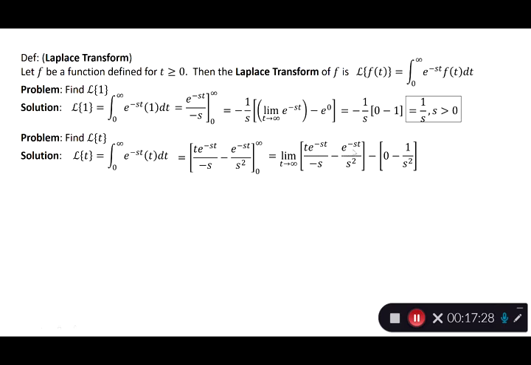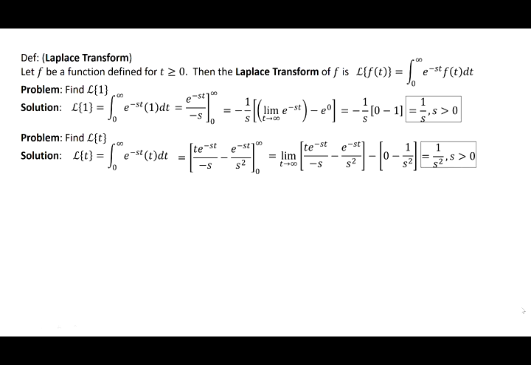And we already put the condition s is greater than 0, so the limit of e to the negative st would be 0 as well. So this whole thing just goes to 0, leaving us with 0 minus 0 minus the quantity 0 minus 1 over s square, which is 1 over s square. Like I said, provided s is greater than 0. Simple? That's the idea.